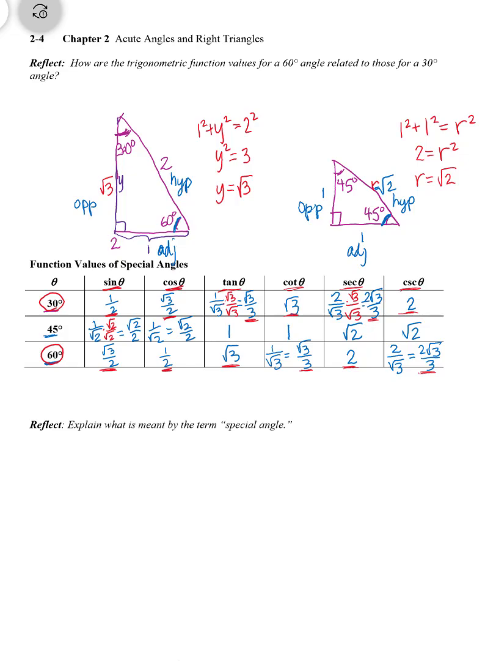Now, if we look at the 45 degree angle, we know that 45 plus 45 is 90. So the sine and the cosine, since they're cofunctions of each other, should be the same. You see they are. And tangent and cotangent of 45 degrees should be the same, and the same thing with secant and cosecant, because they're cofunctions of each other, and 45 degrees plus 45 degrees is 90 degrees.